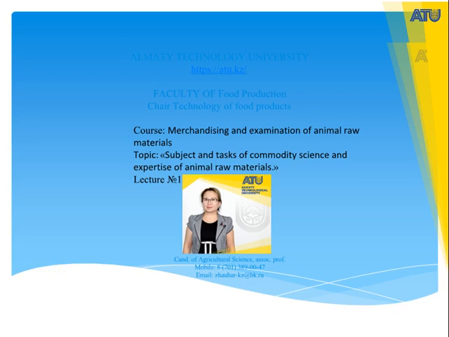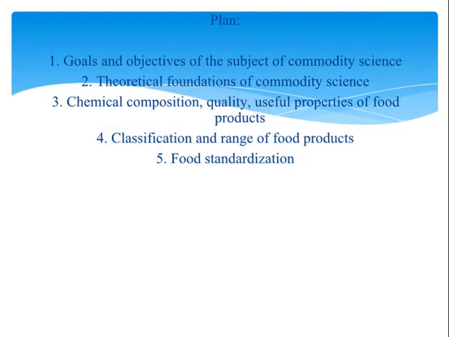Topic: Subject and tasks of commodity science and expertise of animal raw materials. Lecture 1. Plan: 1. Goals and objectives of the subject of commodity science. 2. Theoretical foundations of commodity science. 3. Chemical composition, quality, useful properties of food products. 4. Classification and range of food products.